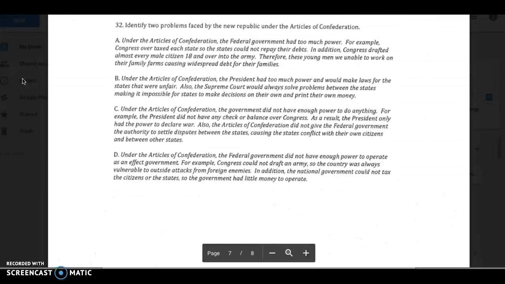Question 32. Identify two problems faced by the new republic under the Articles of Confederation. A. Under the Articles of Confederation, the federal government had too much power. For example, Congress overtaxed each state so that states could not repay their debts. In addition, Congress drafted almost every male citizen 18 and over into the Army. Therefore, these young men were unable to work on their family farms, causing widespread debt for their families.